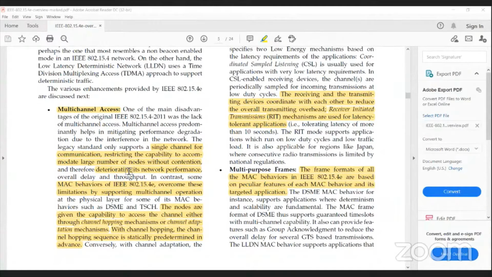You want to accommodate a large number of nodes without contention, and therefore deteriorating network performance is an important criterion, and you don't want that to happen. Delay and throughput are also important, so you have to keep all this in mind. 15.4e actually says, great, I don't want to do that. I will come out of it. I'll support multi-channel operation, and it says that I am going to do it with channel adaptation mechanisms.